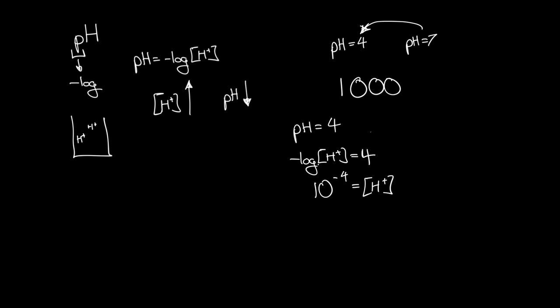Remember the common log, so I'm not going to put the 10 there, but you guys already know that represents a 10. Whereas if I was to do the pH of 7, that's going to be the negative log of the concentration of H plus ions as being equal to 7. So once again, that's going to be 10, base 10, to the negative 7 is going to be equal to the concentration of our H plus ions. Right? And so in this case here, this is going to be a factor of 1,000.